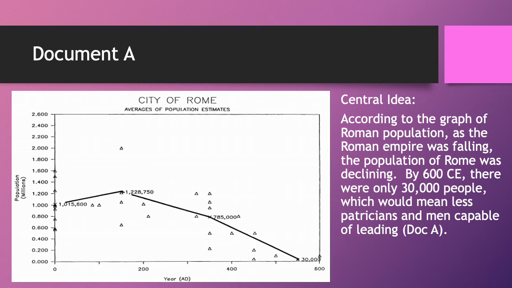All right, so let's go ahead and dive into document A. This is a very different kind of document for us because it's a graph. I know this isn't math, and you know how I feel about math, so we're not going to go there. But we definitely want to look at this data because it's very important to what we're going to be talking about. So this is a graph of the population of the city of Rome itself from 0 CE to 600 CE. According to this graph of the Roman population, as the Roman Empire is falling, the population of Rome is declining or getting smaller. By around 600 CE, there are only about 30,000 people, which would mean less patricians and men capable of leading in the empire.